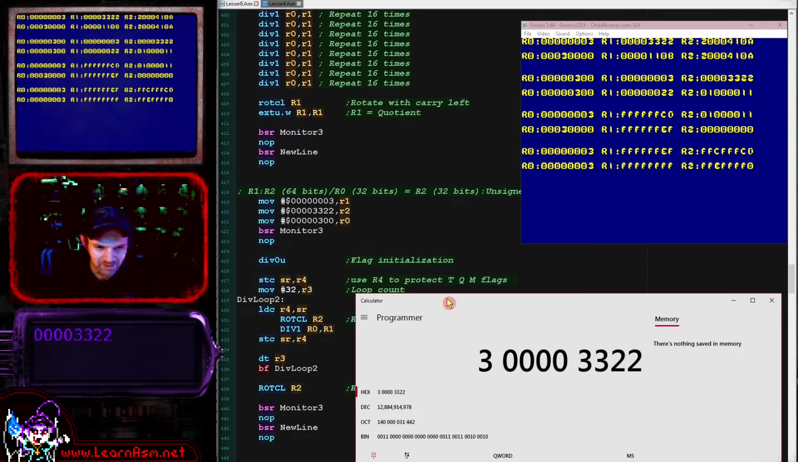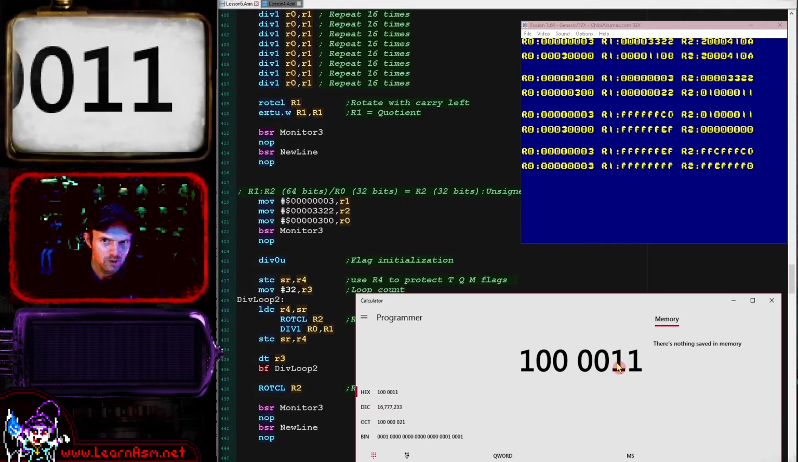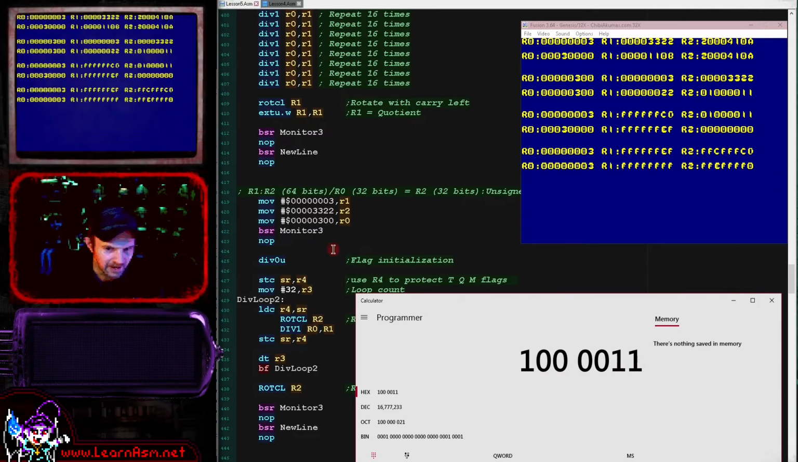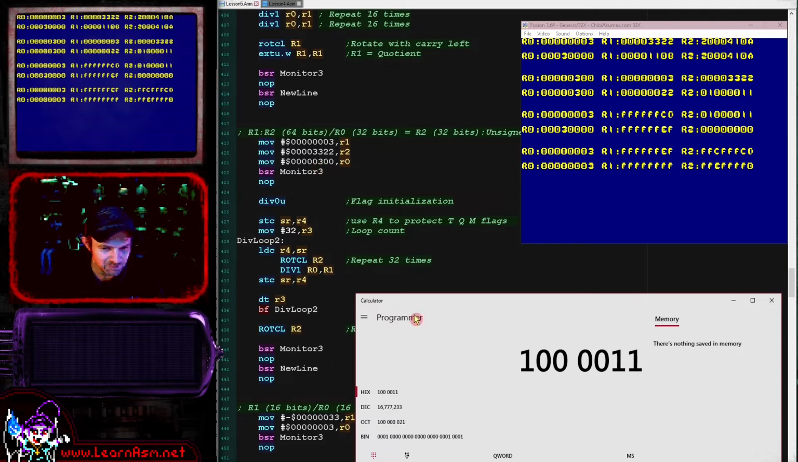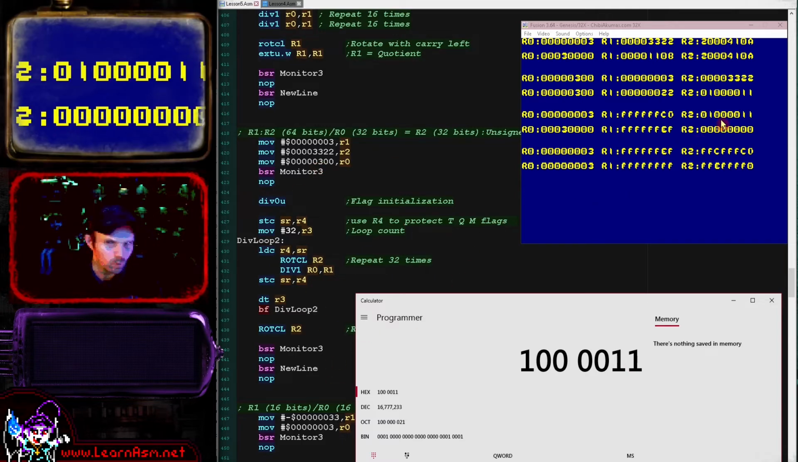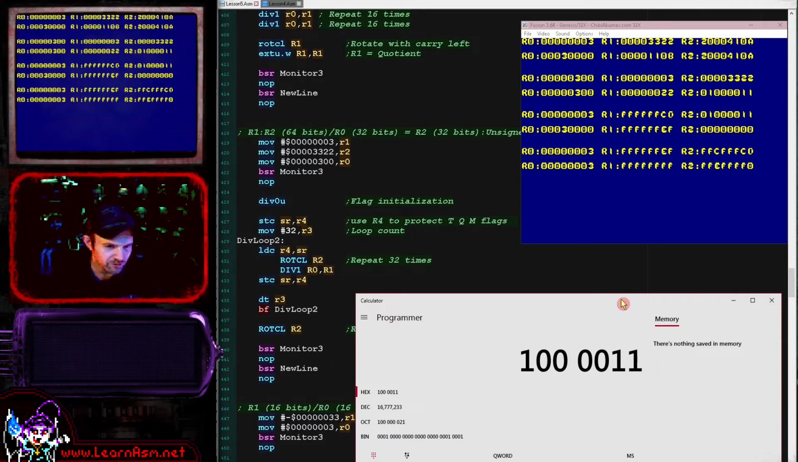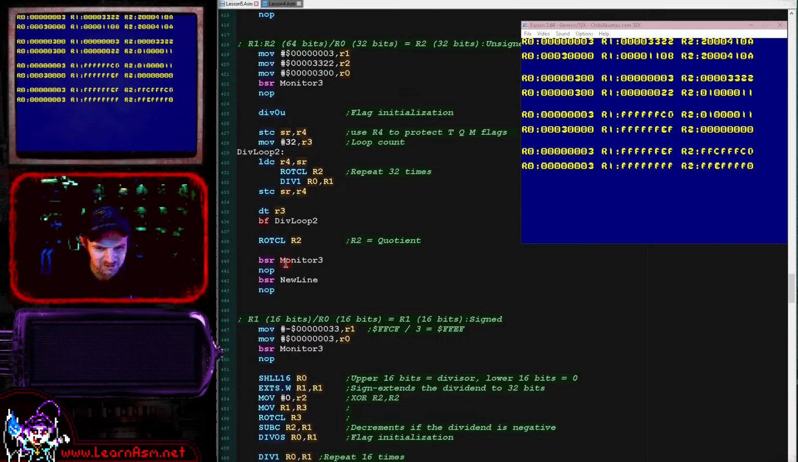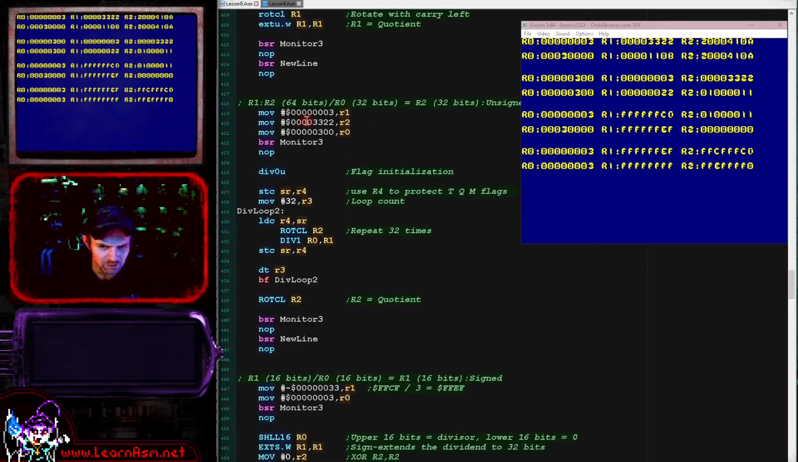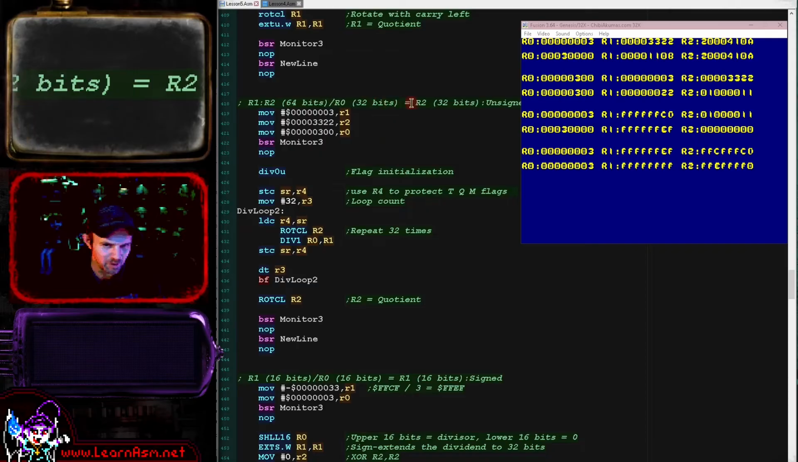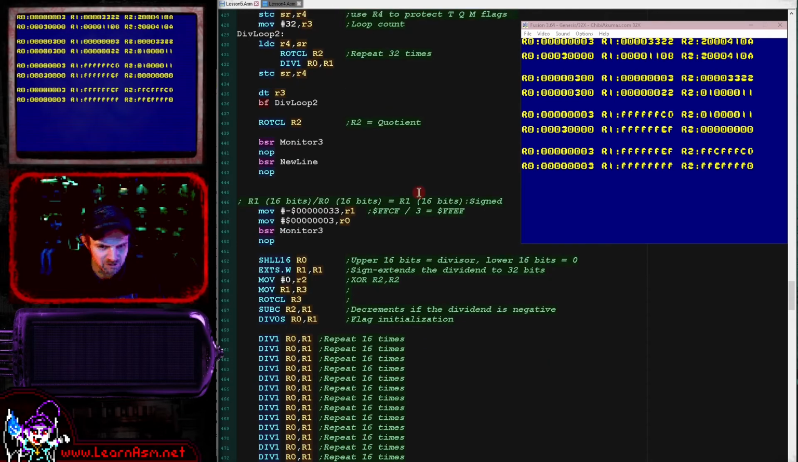So we've got this value of 3003322, and then if we divide this by 300, we should get the value 10011. And after our division, as a result of all of these commands, we've got 10011. So that division has indeed worked. So that's another option, 64 bits divided by 32 bits, giving a 32-bit unsigned result.